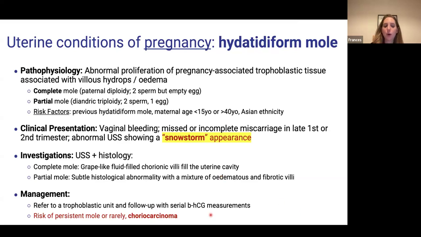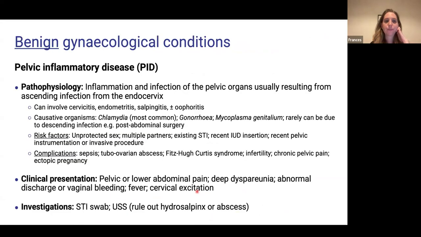The reason we care about molar pregnancies is there's a risk of a cancer called choriocarcinoma, which is a very rare but very serious cancer. And it's very responsive to chemotherapy. So we want to try and detect it. And the way that we detect it is we do follow-up serial beta HCG measurements. Obviously, once you've gotten rid of the pregnancy, you should have your HCG fall back down to 0. So you'll do serial measurements to make sure that is the case. And if not, then you refer them to a specialist unit.